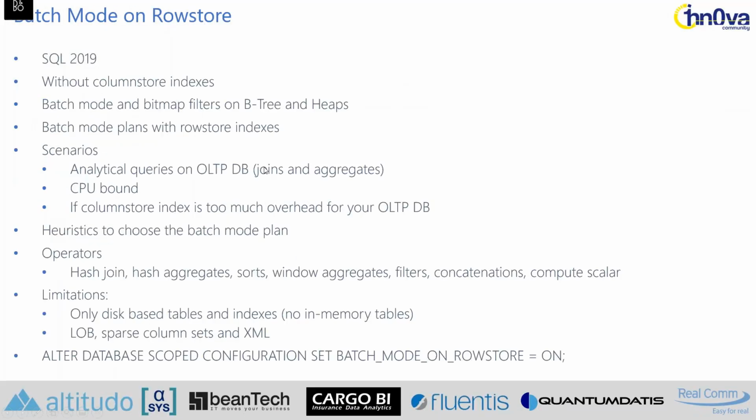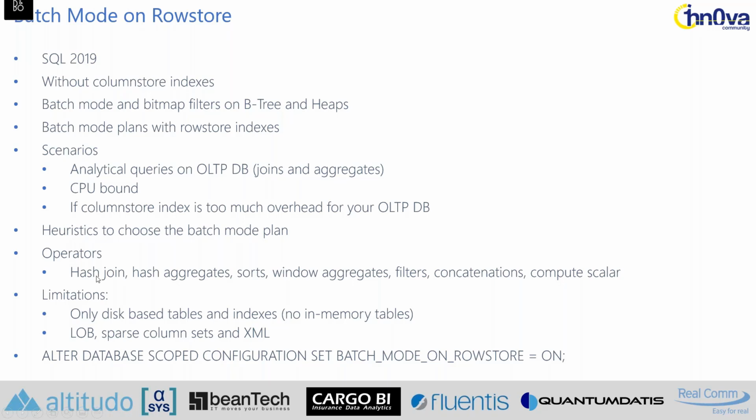Sorry about this. The next feature is batch mode on row store, which is available in SQL Server 2019. It enables SQL Server to run queries in batch mode without column store indexes. Some scenarios where this would be beneficial are analytical queries on an OLTP DB which are CPU bound, and if there is too much overhead to add column store indexes to your OLTP DB.